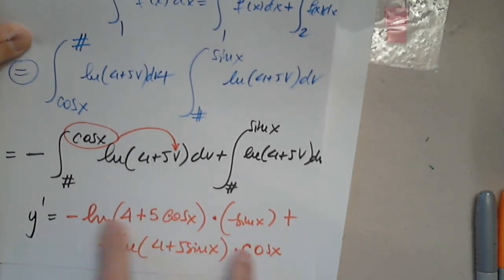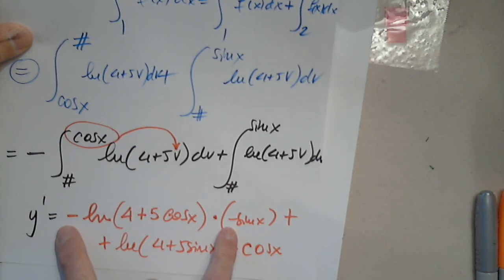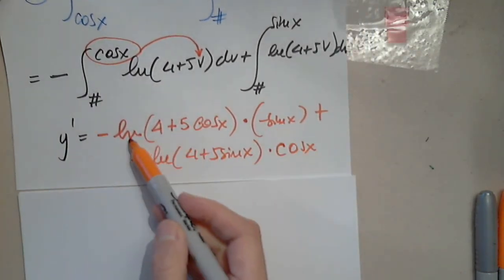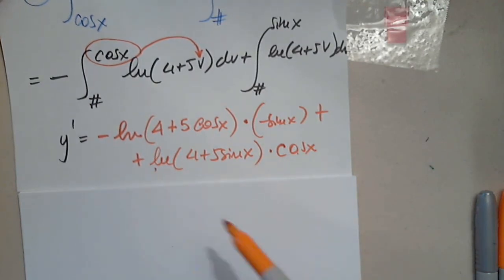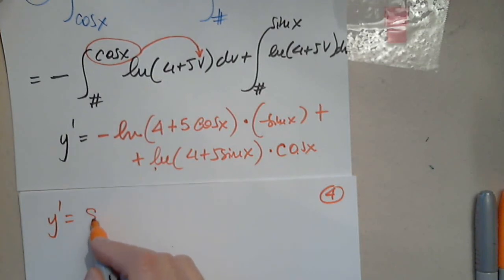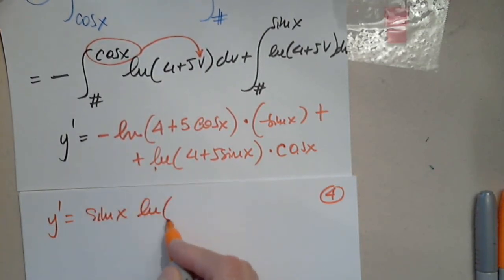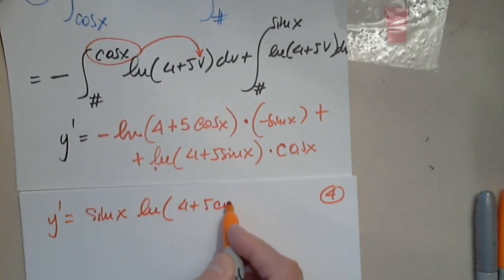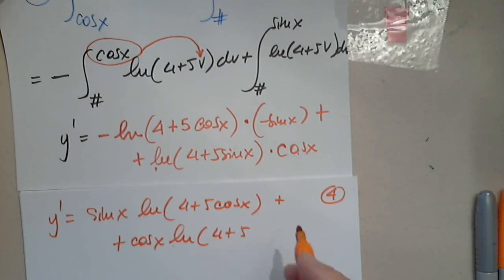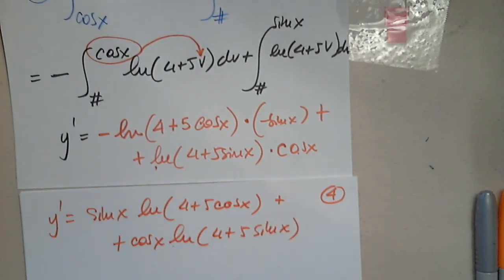All I have to do, and there is nothing else, is multiply these two and get positive, and put the sine and cosine in front. Sine in front of this term and cosine in front of this term, of course. So then y prime equals sine x, natural log of 4 plus 5 cosine x, plus cosine x, natural log of 4 plus 5 sine x.